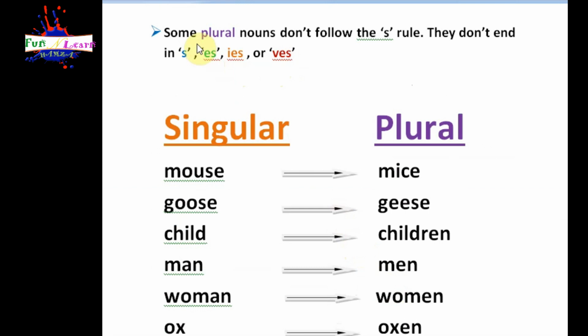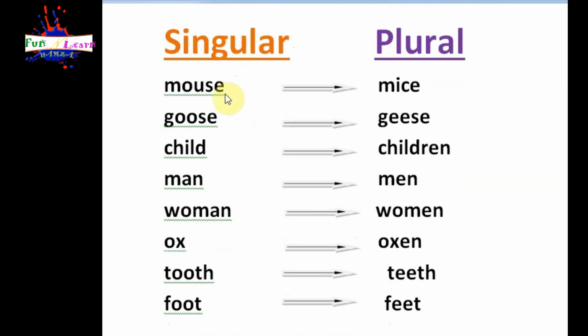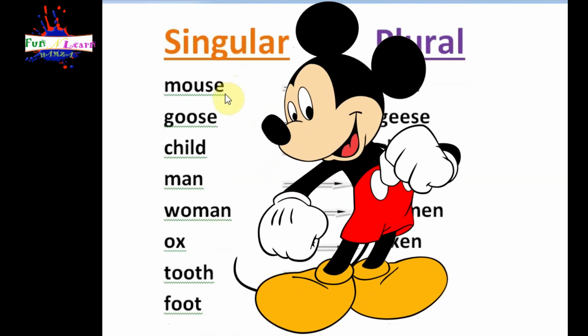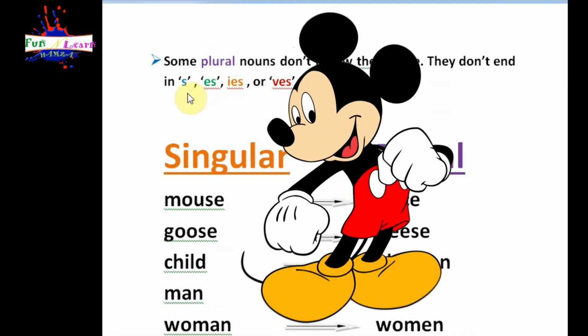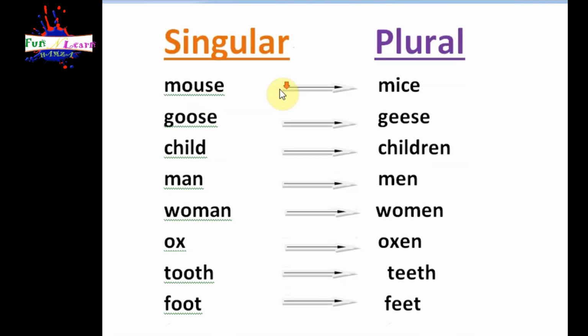Now remember, you have lots of things to remember, right? Some plural nouns don't follow the S rule. They don't end in S, ES, IES or VES. These are a few. See, for a singular, mouse. Now, it does not follow any rule. It will not take S, ES, IES or VES to make it a plural. It will completely change. Mouse is a singular and the plural of mouse is mice.